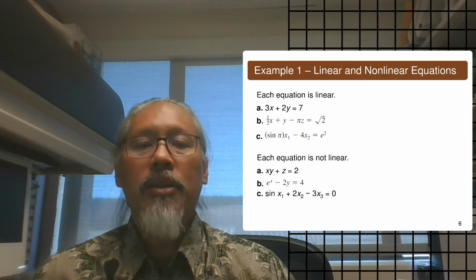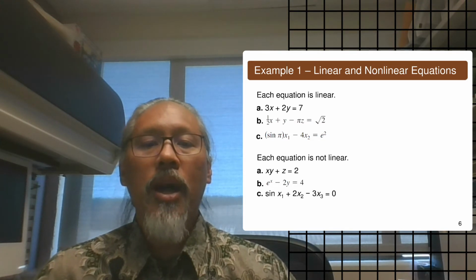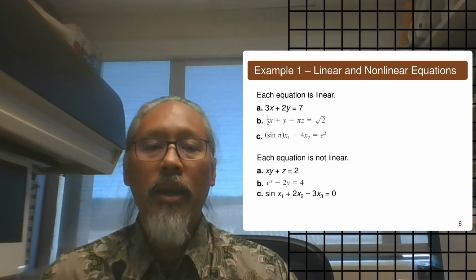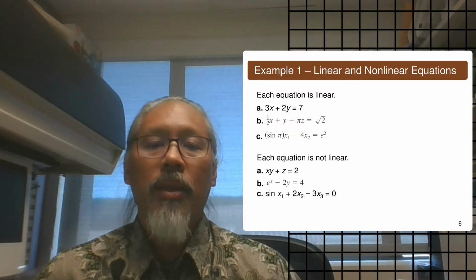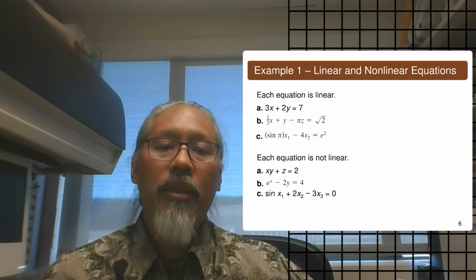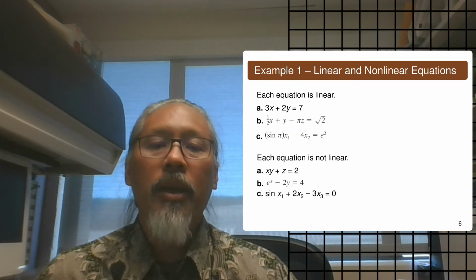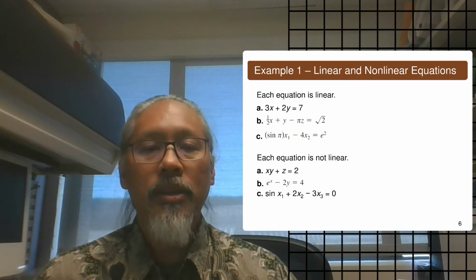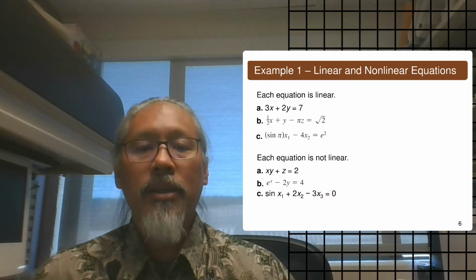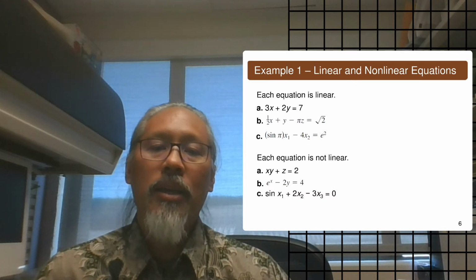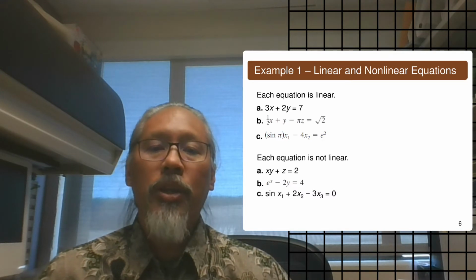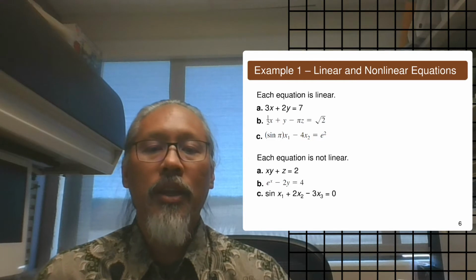The first one, x times y plus z is equal to 2, is nonlinear because the two variables, x and y, are being multiplied by each other. They do not work as coefficients of each other. Instead, they are variables, and since you're multiplying them, then it doesn't work anymore. So that's nonlinear. B is nonlinear because the variable x is being raised as a power of e. It's not being multiplied by a constant. Instead, it's being put into the exponential function e to the x.